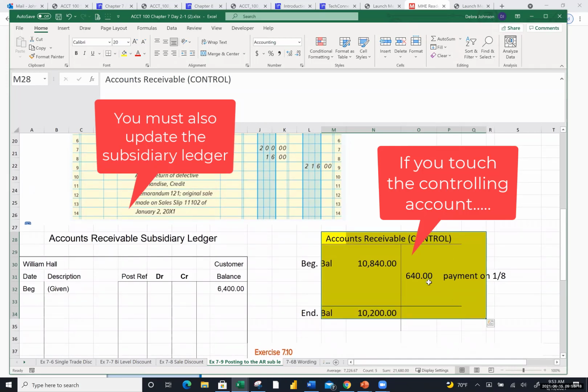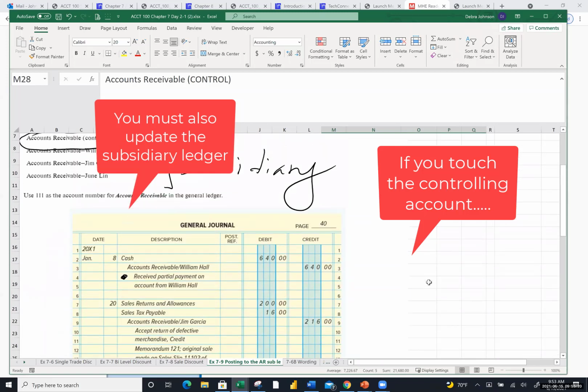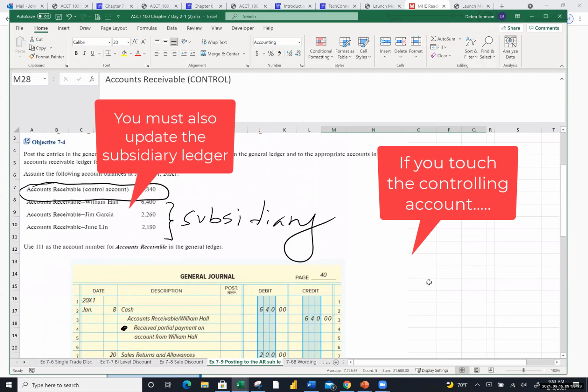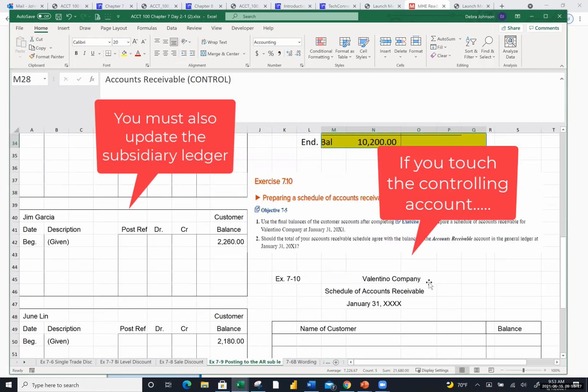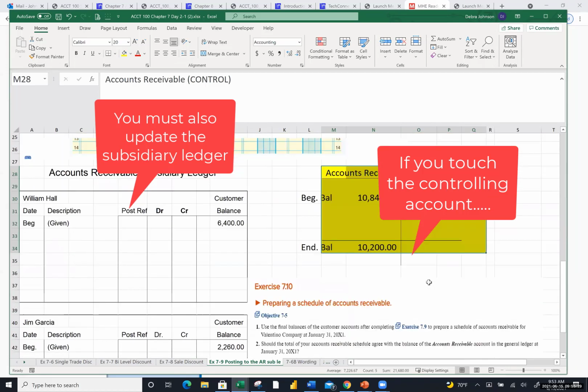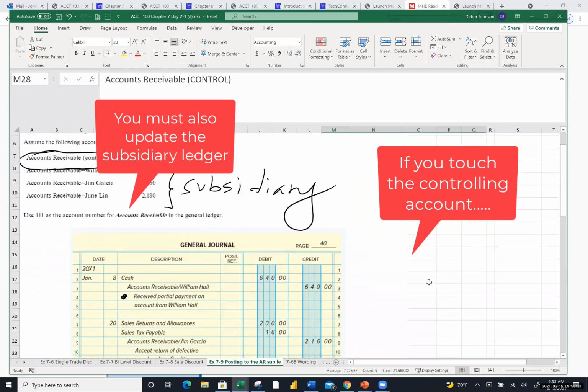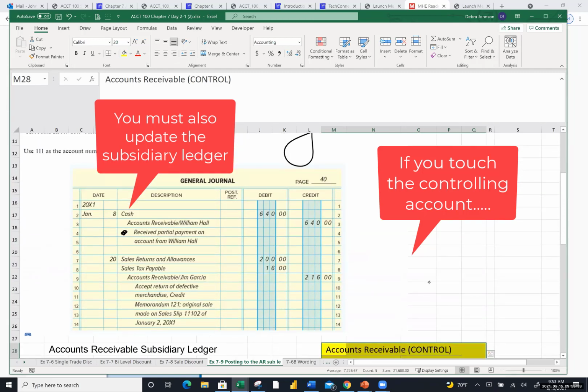Because I've done that posting, I'm going to go put the accounts receivable account number in. And I'm not sure that they told us what account number it was, so I'll probably make one up. If you guys see an account number, let me know. I don't. So I'm going to make the account number up. I'm going to say accounts receivable is 111. You guys are used to doing that.